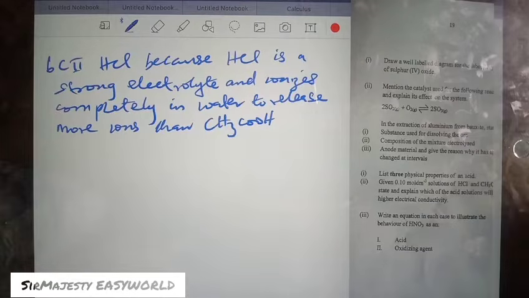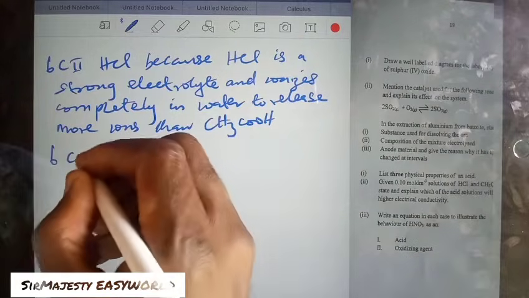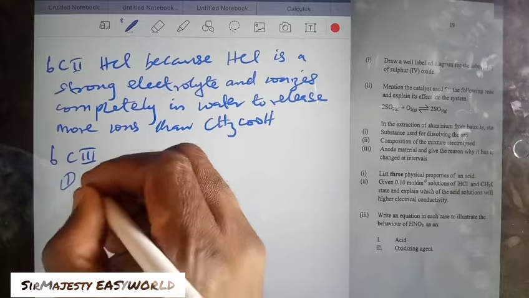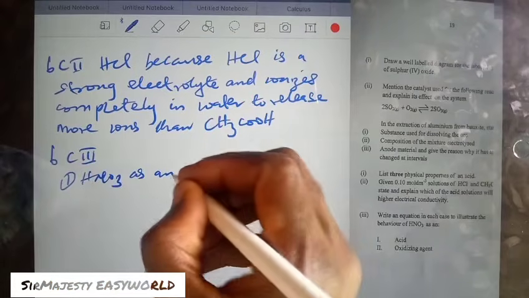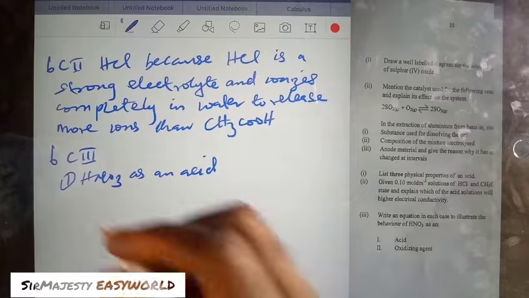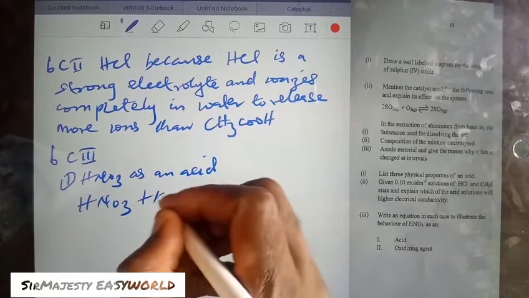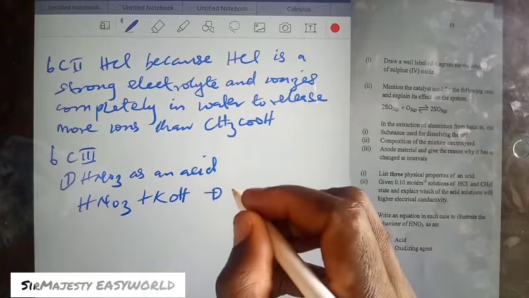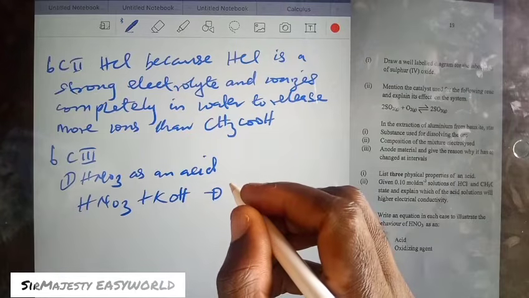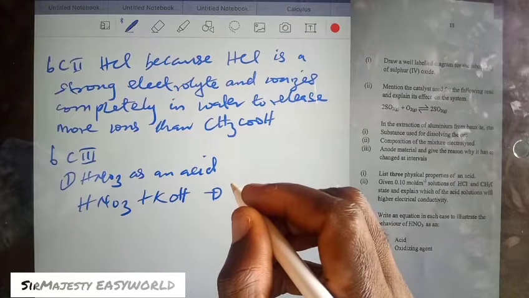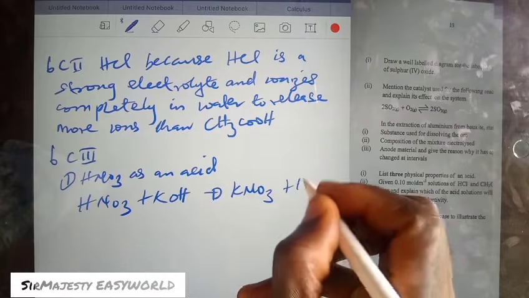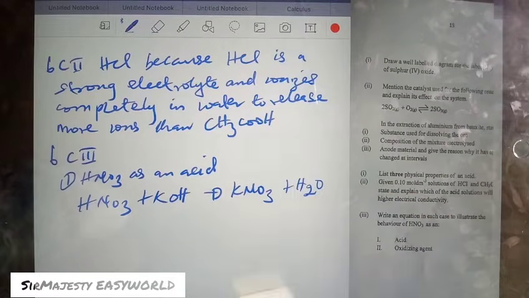Simple. Then they said write an equation in each case to illustrate the behavior of HNO3 as I, an acid, II, an oxidizing agent. So we have 6CIII, question I, HNO3 as an acid. They said equation, so you just write a neutralization reaction with KOH. Make sure you balance because that will give you marks here. Balancing is very necessary in chemistry. Then what we have here, a salt is formed, which is KNO3 plus H2O. I think the equation is naturally balanced.